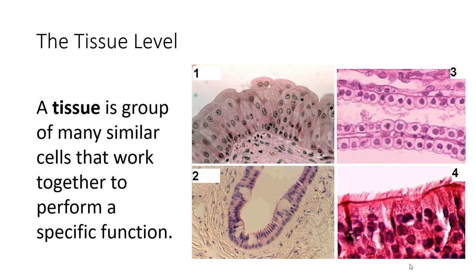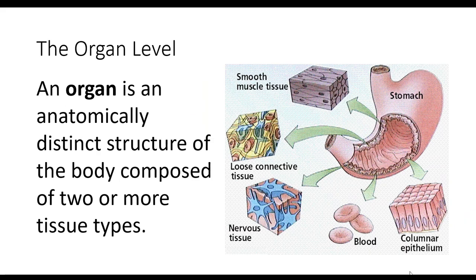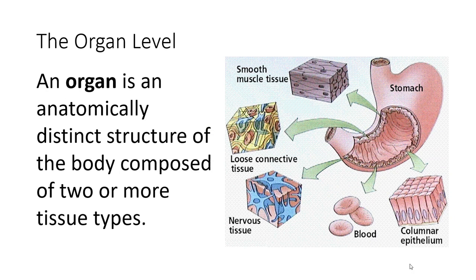Next is the tissue level. Tissues are a group of many similar cells that work together to perform a specific function. Again, groups of cells are organized together to create tissues that perform a particular function. The next level is the organ level. Examples of organs would be the liver, the stomach, and the heart. An organ is an anatomically distinct structure of the body composed of two or more tissue types.